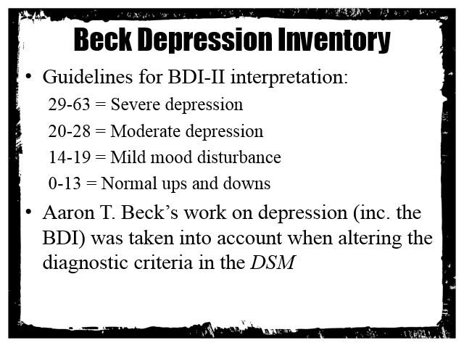Here are the guidelines, the cutoffs, for Beck Depression Inventory Interpretation. This is based on the 2nd edition. A score of 0 to 13 is normal ups and downs. 14 through 19 is mild mood disturbance. 20 through 28 is moderate depression. And 29 to 63 is severe depression.